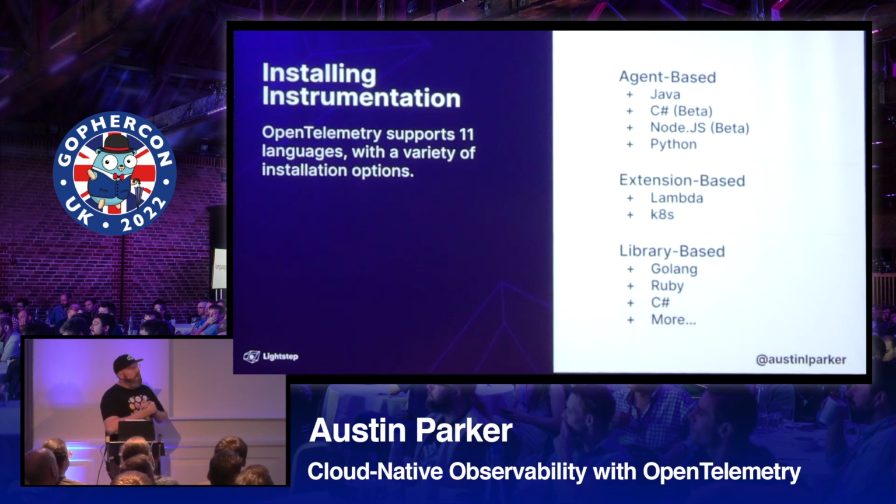There are automatic instrumentation agents right now in Java, C#, Node.js, and Python. You can use extensions. If you're using AWS Lambda, there are extensions you can plug in as Lambda layers to automatically instrument those Lambdas for you. Or if you're in Kubernetes, there are operators that let you do the same. And then for Go, Ruby, and other languages, you have to integrate it at a library level.